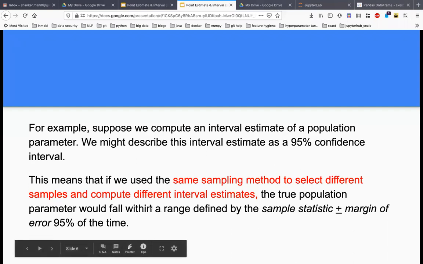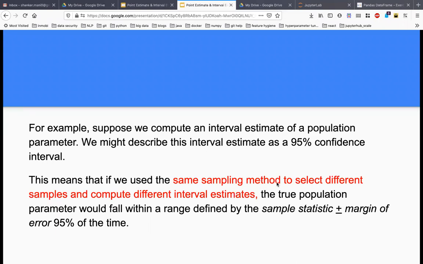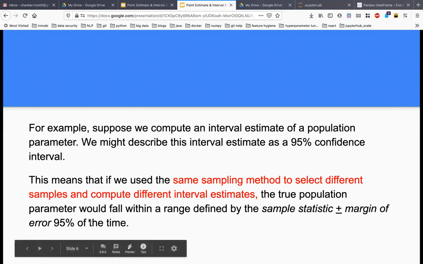Is this sentence clear to all of you? This means that if we use the same sampling method to select different samples and compute different interval estimates, the true population parameter would fall within a range defined by the sample statistic plus or minus the margin of error 95% of the time.